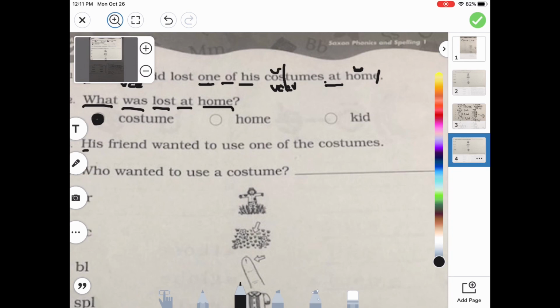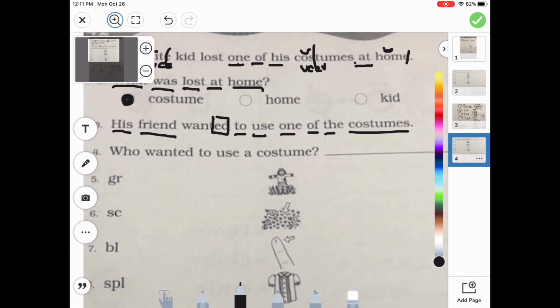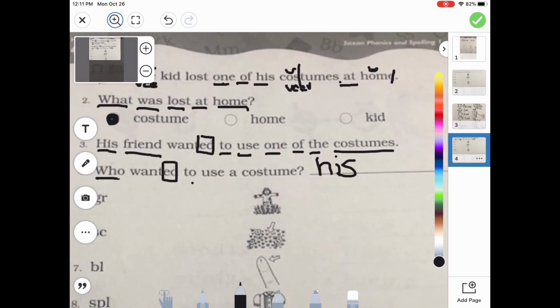Then I've got his friend. This is that suffix. Wanted to use one of the costumes. So his friend wanted to use one of the costumes. So who, remember that suffix, wanted to use a costume. That's right, his, and we have the right here so we don't have to spell it, friend, his friend.